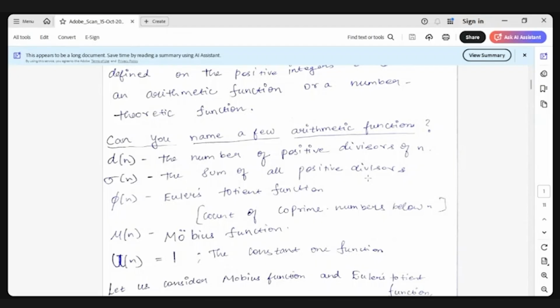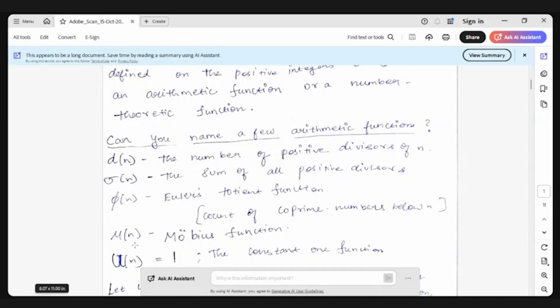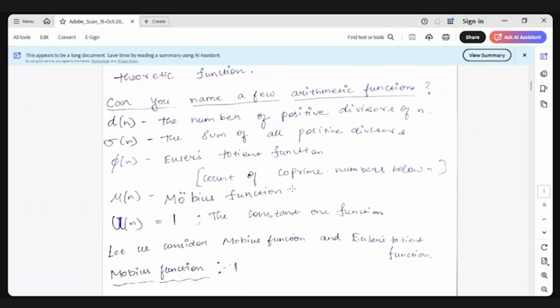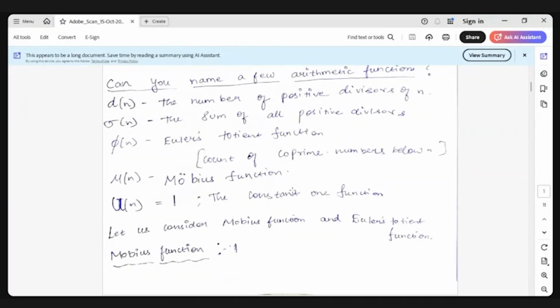We call this the Euler-Totient function. This is phi. So what does this function do? This function basically counts the number of coprime numbers that are less than or equal to n. This function is called the Mobius function, and this is the constant one function. We will discuss these things right now. Let us consider the Mobius function and the Euler-Totient function primarily.